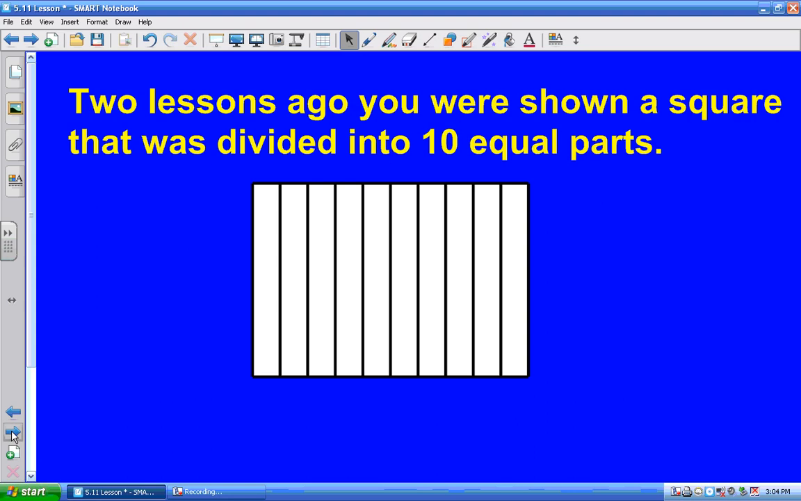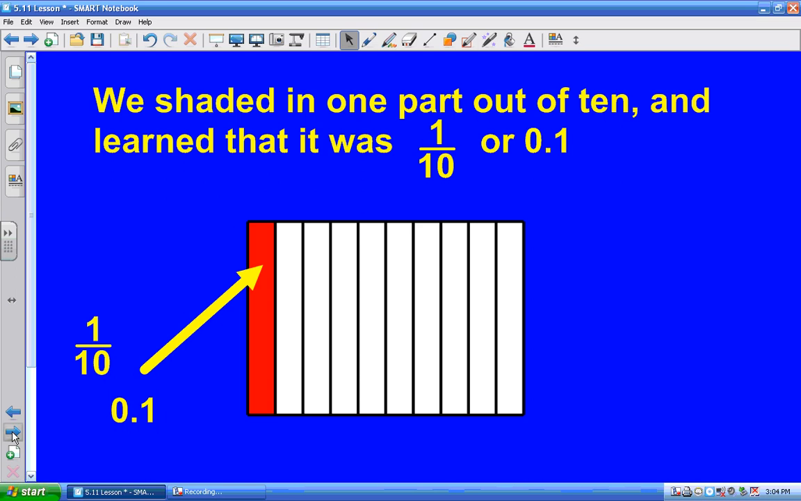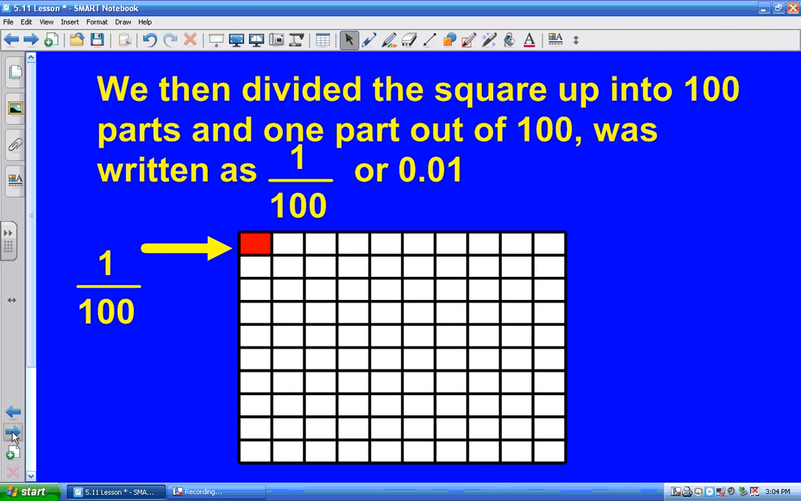So, two lessons ago, in 5.9, we gave you a square, and that square was divided into 10 equal parts. And we took one of those equal parts and we shaded it, didn't we? And that meant that 1 over 10, or 0.1, was shaded. Y'all remember that? Okay. In 5.10, we divided that same size square up into 100 parts, and one part of the 100 was written as 1 out of 100, or 0.01. And that was the little tiny square there.